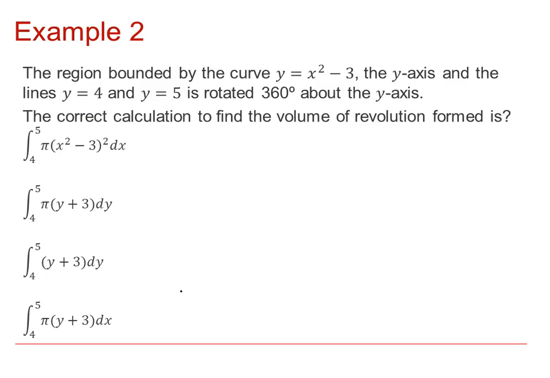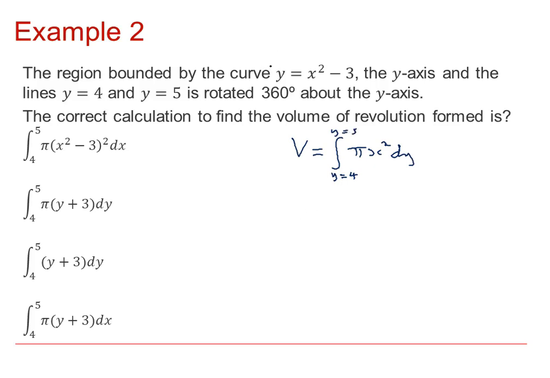So here the region bounded by the curve y equals x squared minus 3, and the y-axis between y equals 4 and 5 is rotated fully about the y-axis. Which is the correct calculation to find the volume of revolution? So first thing, we need to make sure we've got the right formula. It's a rotation about the y-axis, so volume is the integral of pi x squared dy from y equals the starting value, which is 4, to y equals 5.